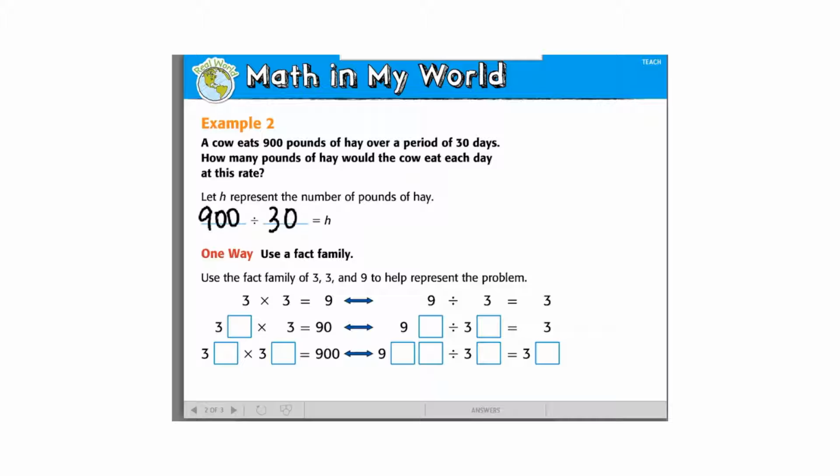So with all the boxes, they give you 2 different ways. One way is using all of these boxes and using their fact family. See, it says use the fact family of 3, 3, and 9 to help represent the problem. I think this should really be done mentally, because that's what it's made for. So in your head, you can think of the fact families 3, 3, and 9 because that's what the numbers are going to be.